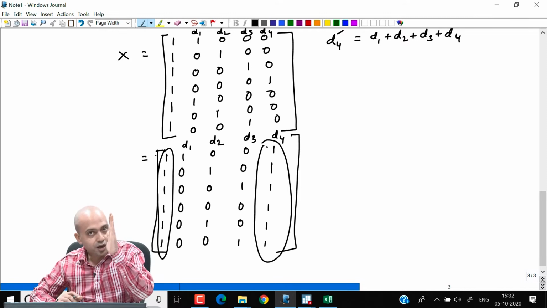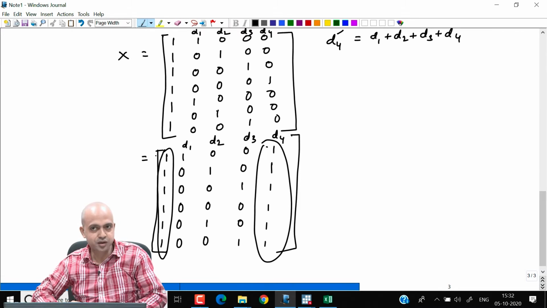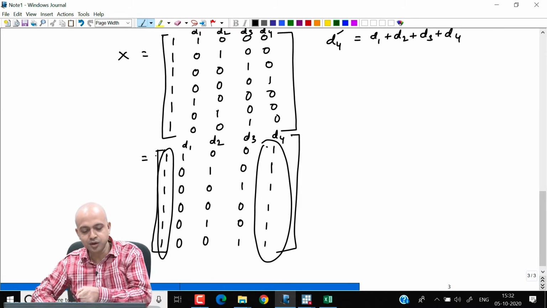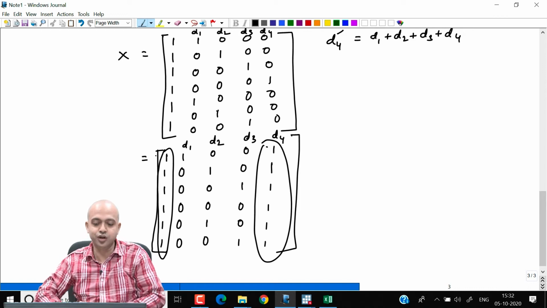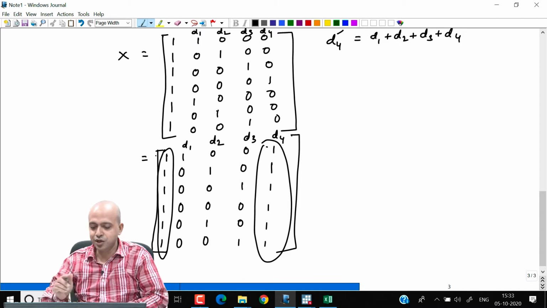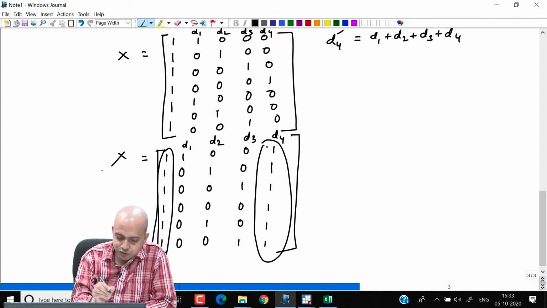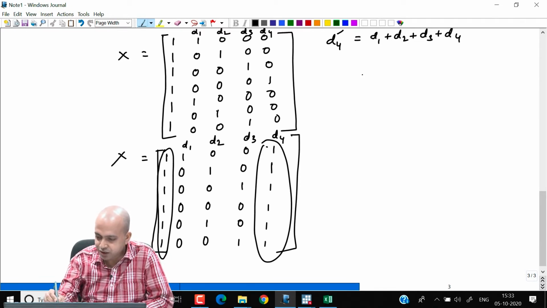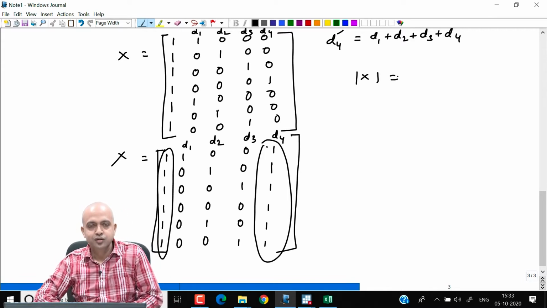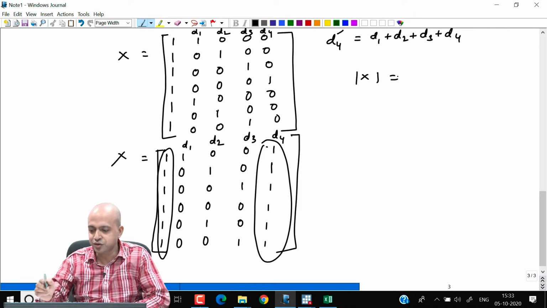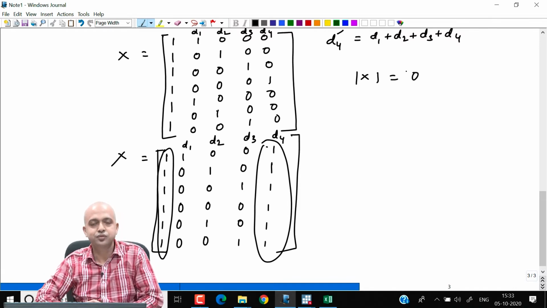Now look at the changed D4 column and the first column: they are actually identical. That means the elements of the first column, which represent the intercept, and the elements of the transformed fourth column are similar. If that is the case, what would be the value of the determinant of X? The determinant would be 0.